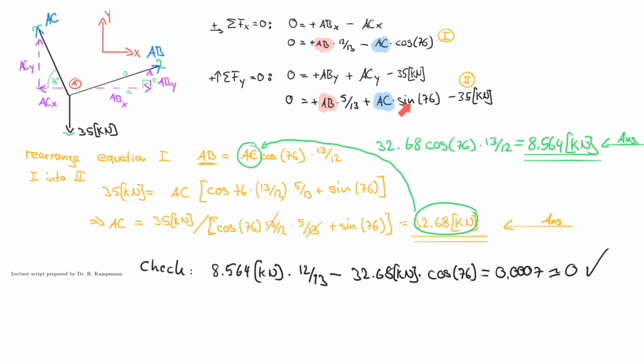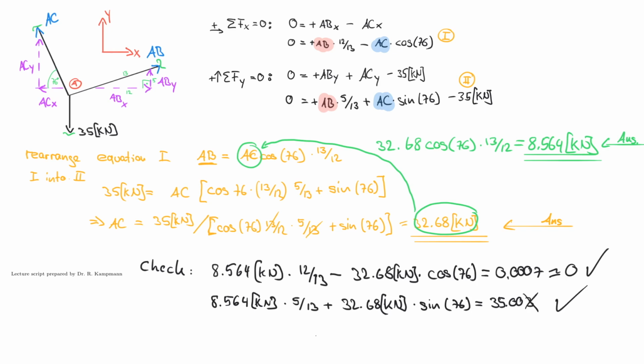So now I'm going to use the sum of the forces in the y direction, where I'm going to use 8.564 kilonewton, and I multiply this by 5/13, and in this case I add the 32.68 kilonewton, which then is multiplied by the sine of 76, and that turns out to be 35.00 something, I think 3, but again, this is something we don't worry about, therefore we are correct.